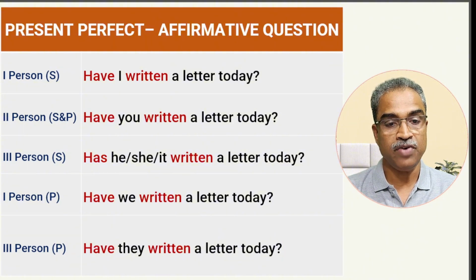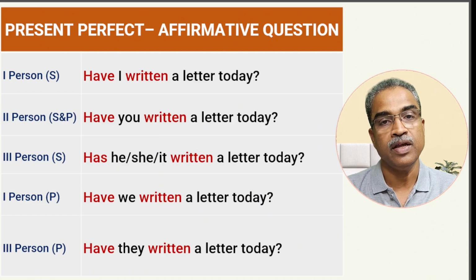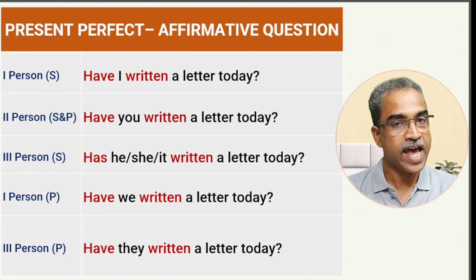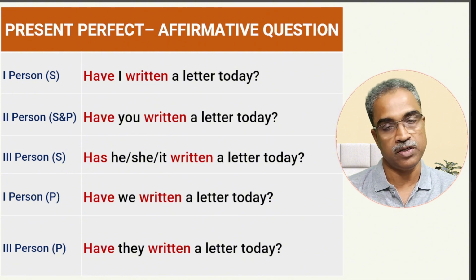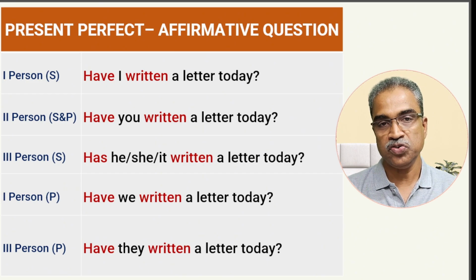So, for example, if I ask you, have you written a letter? The answer will always be yes or no, either yes or no. Has he written a letter? Yes, he has written, or else no, he hasn't, or he has not written. That will be the answer. So, all the questions that I am giving when I teach you tenses for the moment are only yes no type questions.